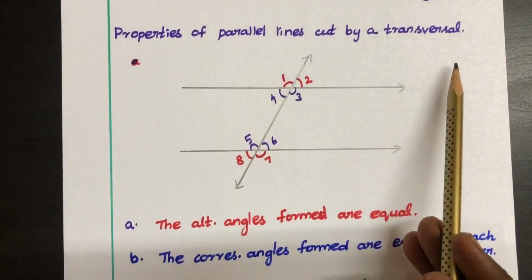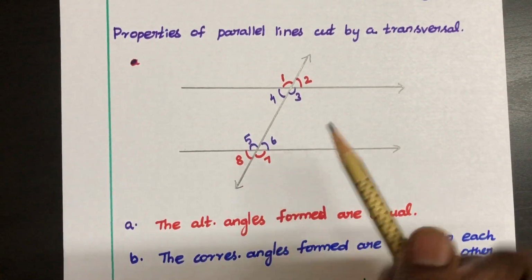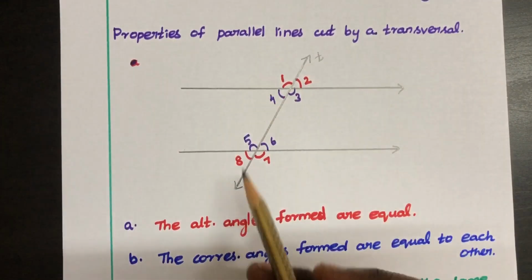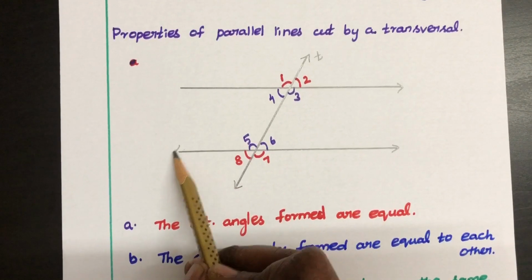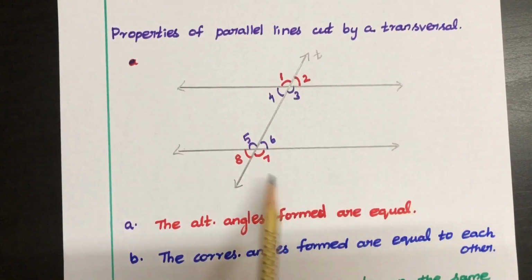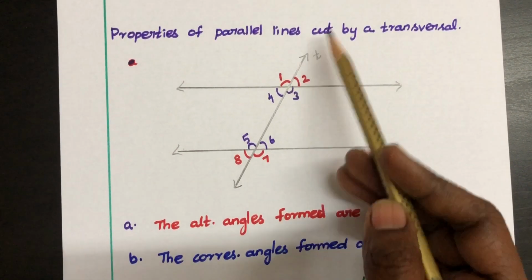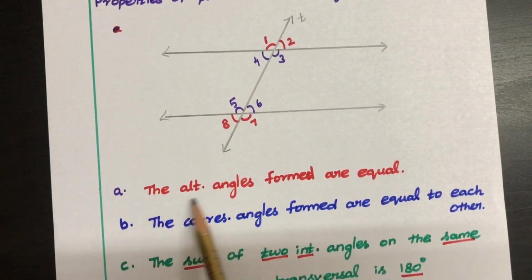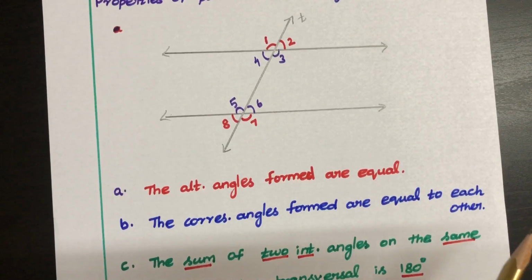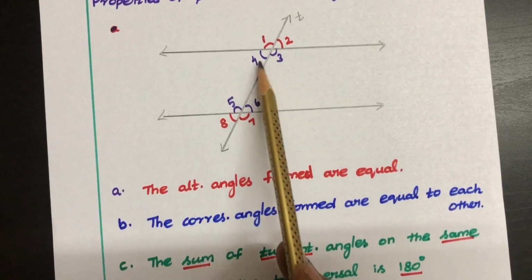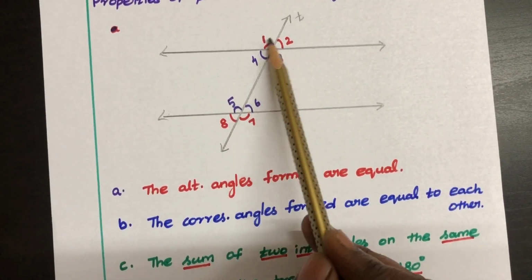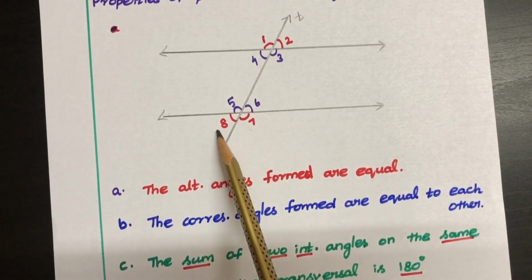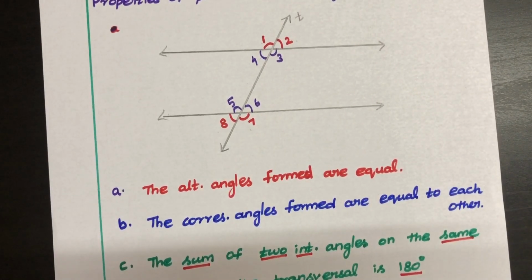Properties of parallel lines cut by a transversal. See, a transversal line T cuts the two parallel lines. Okay. Now, what are the properties we are going to have by this transversal cut? Let's see. First one, the alternate angles formed are equal. So, what are the alternate angles formed? The alternate angles formed are equal means interior alternate angles are formed, right? Exterior alternate angles are also formed, that are always equal.